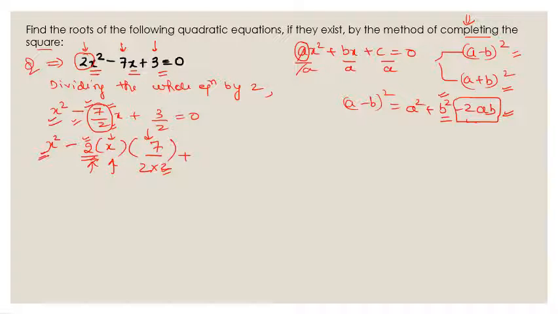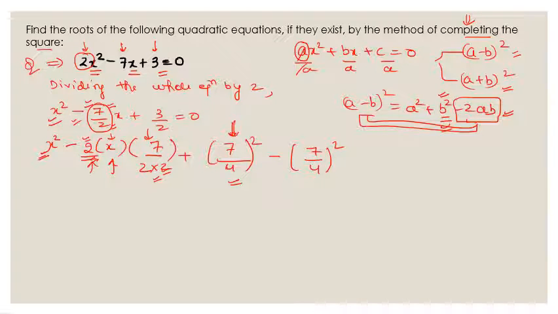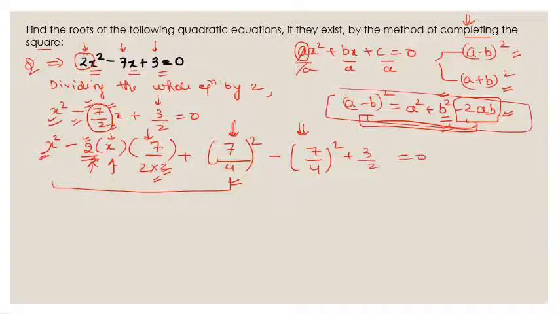So now add b square, that means 7 by 4 whole square. Now you cannot simply add onto any equation without changing its form, right? So if you have added this, subtract that also. We are just trying to make this format, correct? So if you have added this, just subtract this. Now what is left? 3 by 2 is here only, correct?